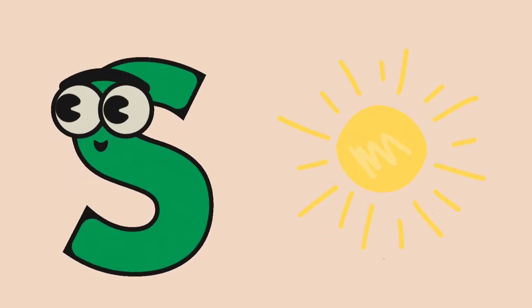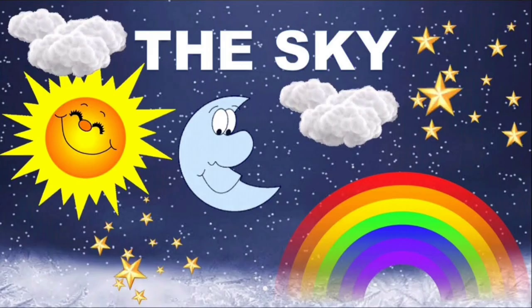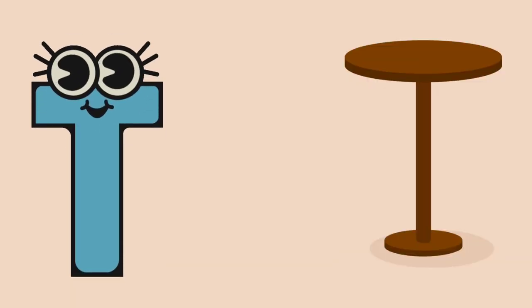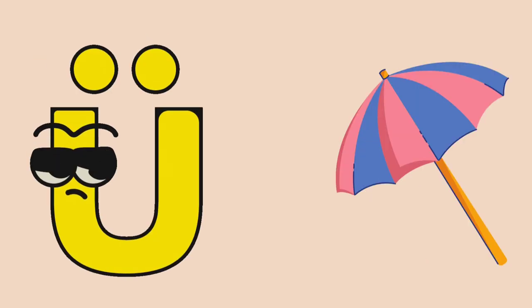S for sun and S for star. Star and sun is playing in the sky. T for table, T for tree. Table is made of tree.